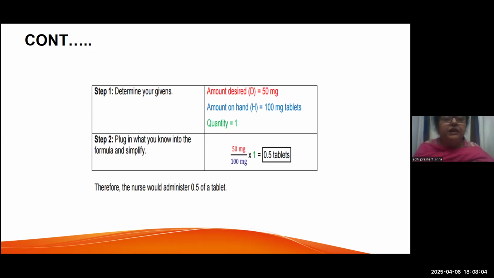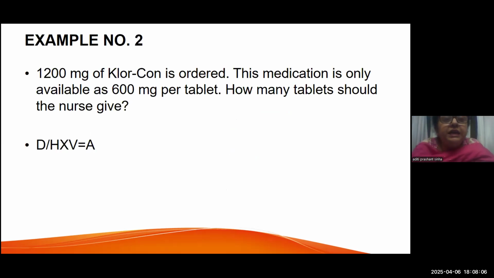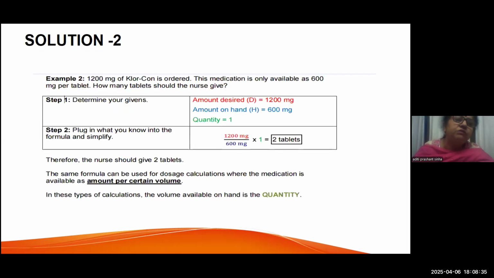Now look at the second example. 1200 milligram of K-Cl is ordered. What is this? That is injection KCl or a tablet KCl, that is potassium chloride. This medication is only available as 600 mg per tablet. How many tablets should the nurse give? So even if we look at 600 mg per tablet, I'll give 2 tablets. But yes, to get the accuracy, if you put them into the formula, we should always recheck the exact dose of the drug.